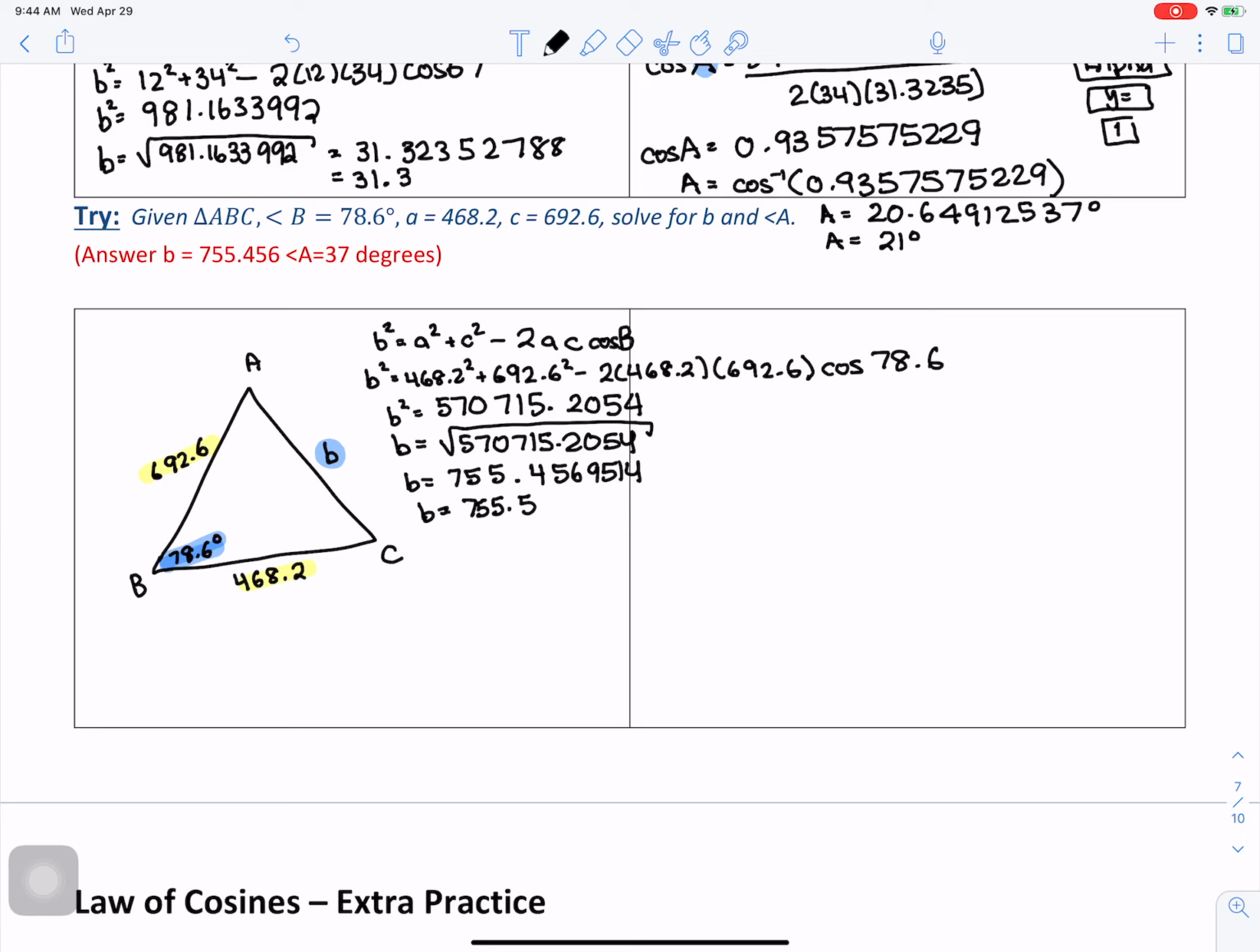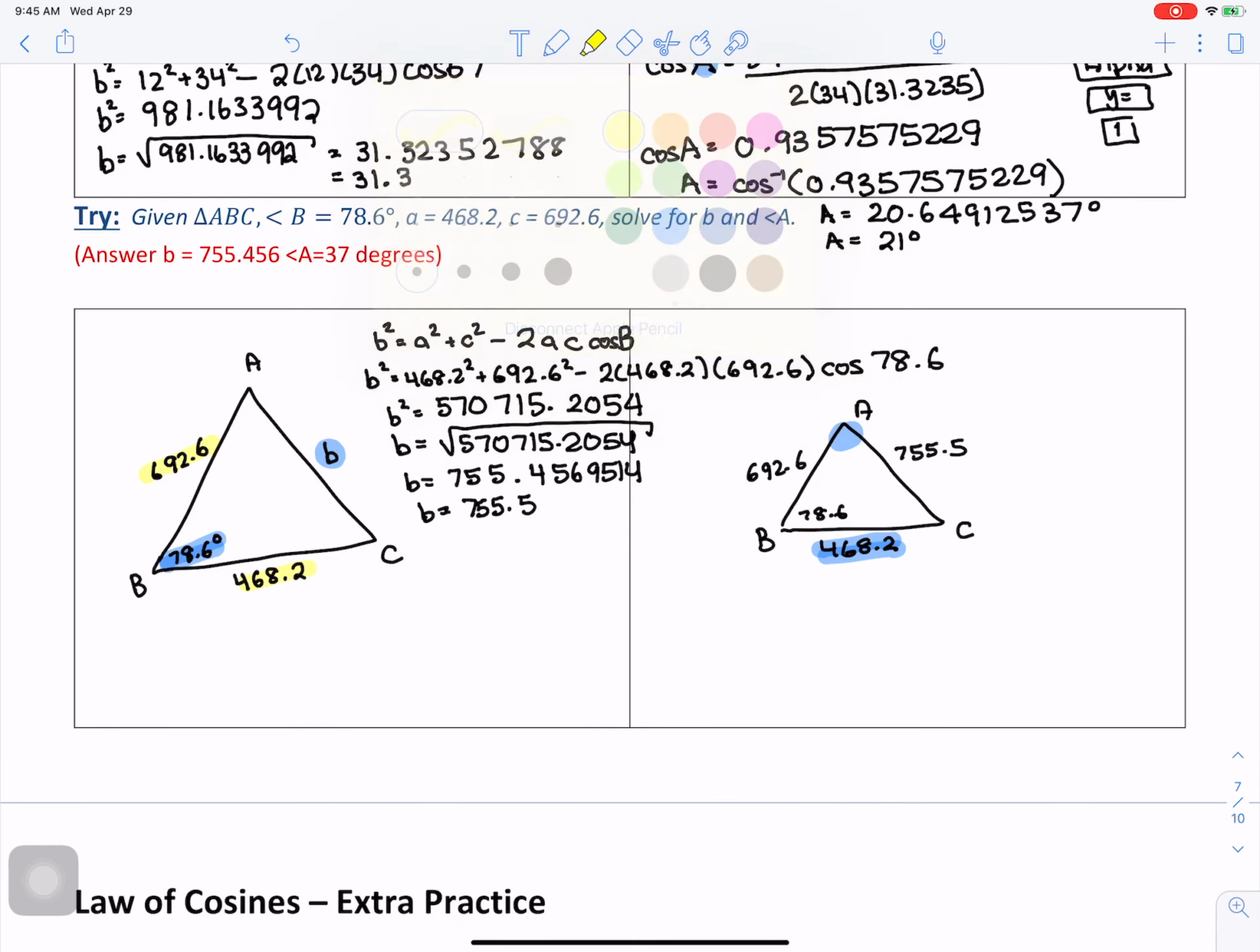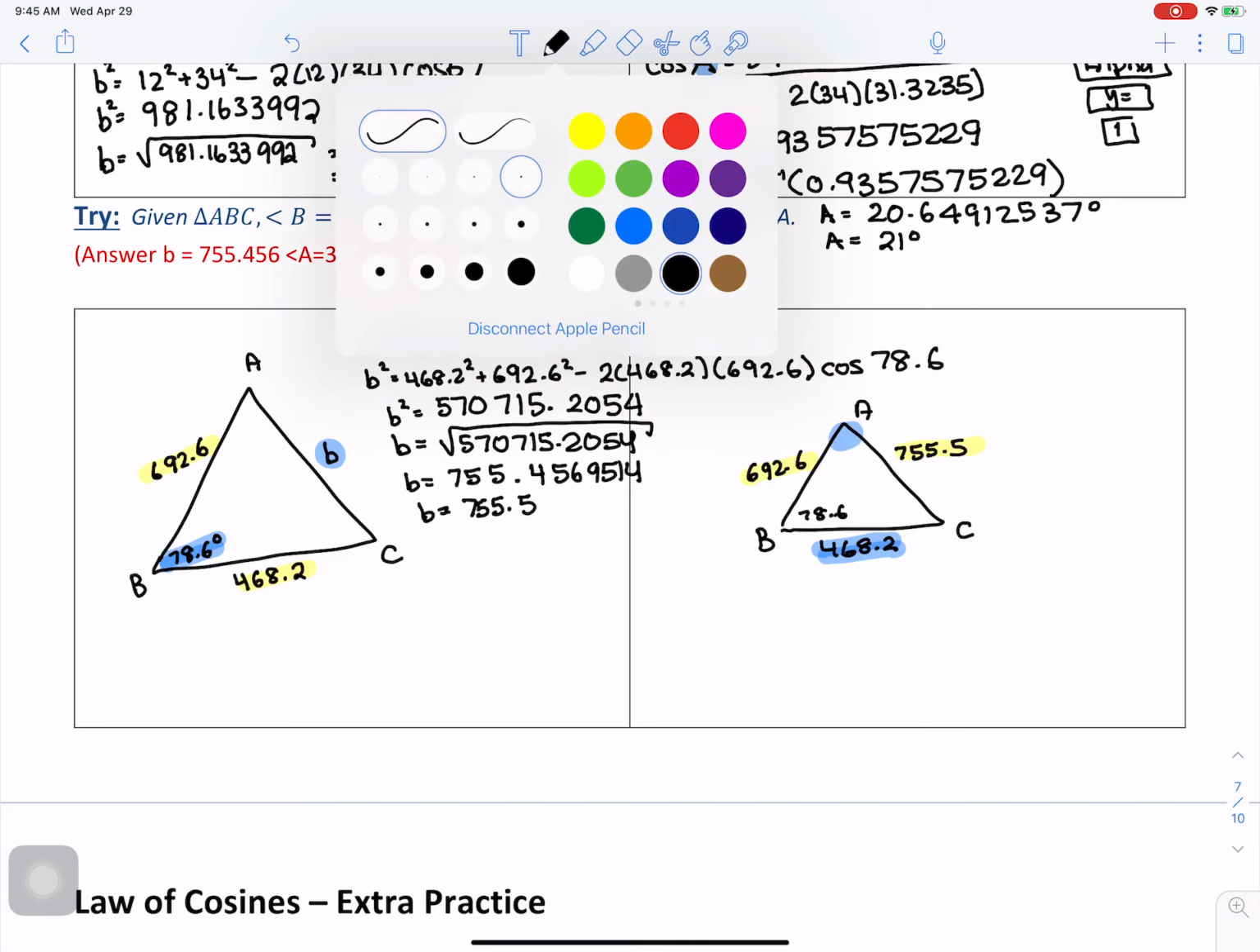Now, if I want to solve for an angle, let's put all of my information in again on another triangle, because now our formula is probably going to change slightly. 468.2, 692.6, 78.6, B, and C. So now I'm interested in finding angle A, so I'm going to label that one as my highlighted value, and I have the side opposite to it. I highlight the other two sides in yellow, and now I'm going to use the cosine formula for an angle.